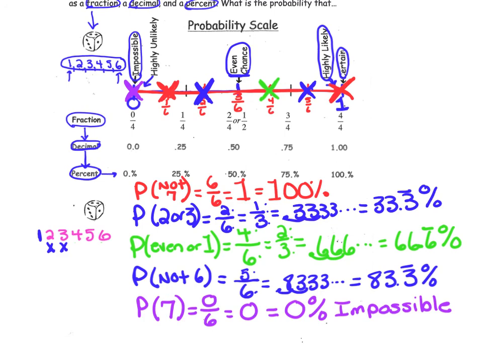This concludes page 2 of your probability packet.